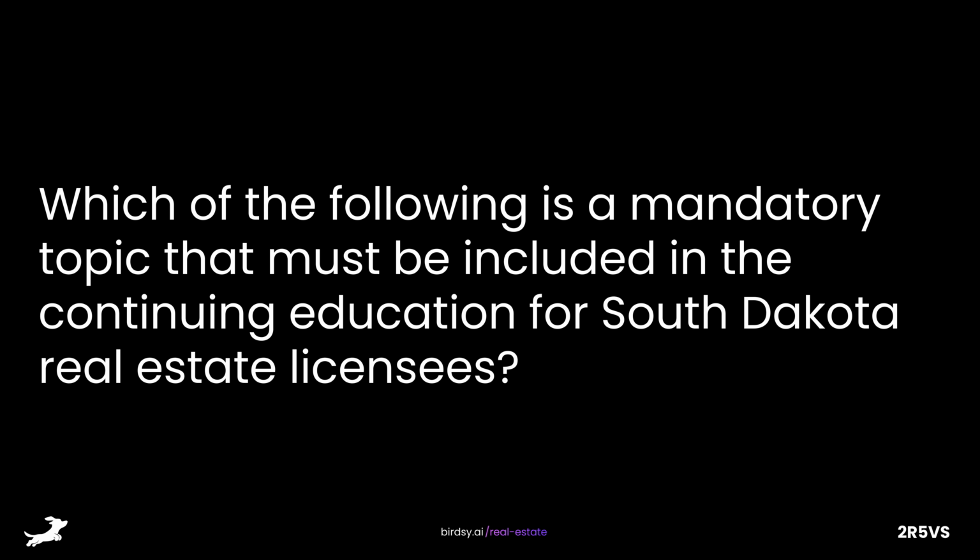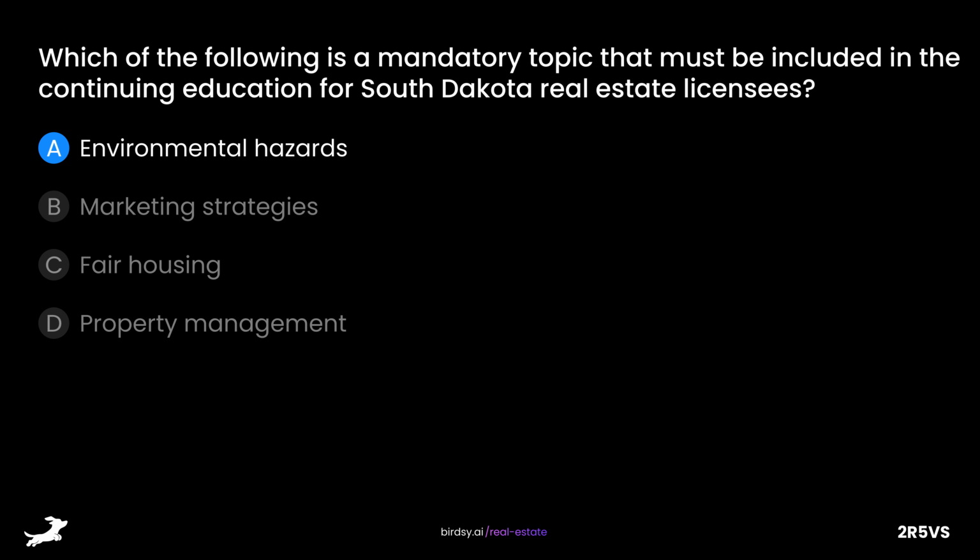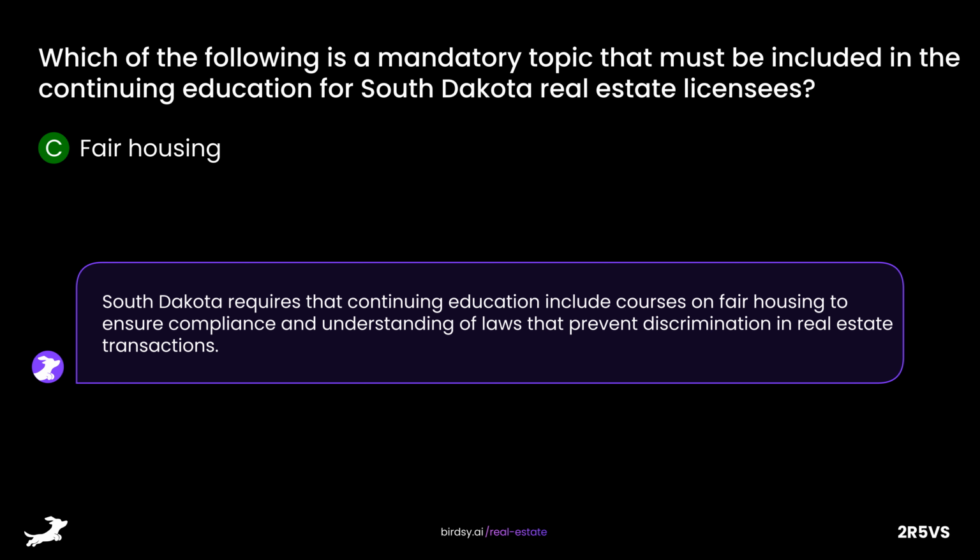Which of the following is a mandatory topic that must be included in the continuing education for South Dakota real estate licensees? Is it A, environmental hazards, B, marketing strategies, C, fair housing, or D, property management? The answer is C, fair housing. South Dakota requires that continuing education include courses on fair housing to ensure compliance and understanding of laws that prevent discrimination in real estate transactions.